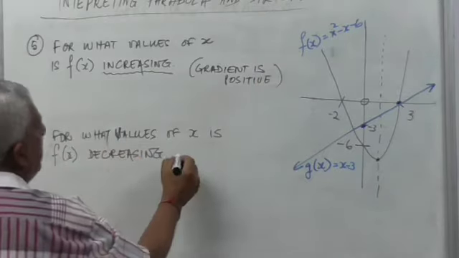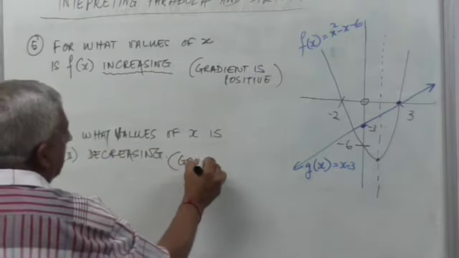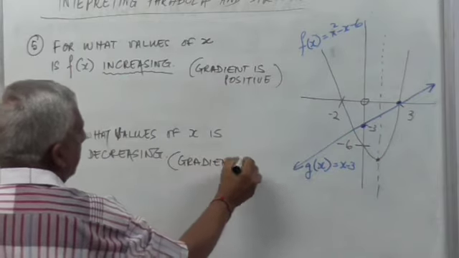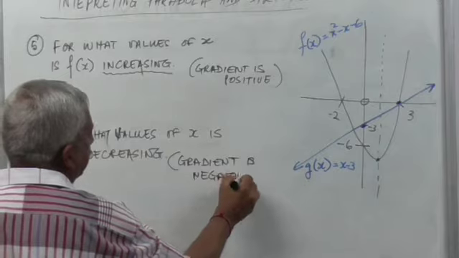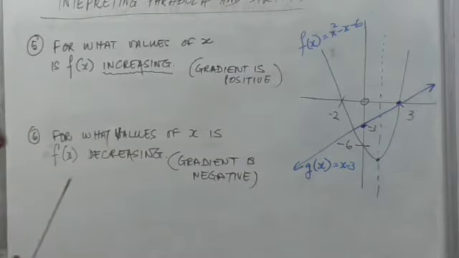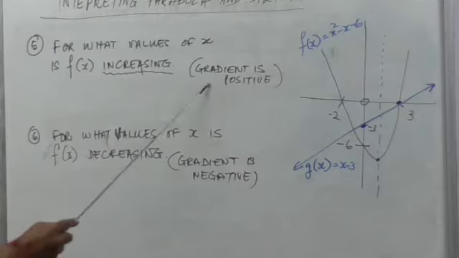Similarly, decreasing will mean the gradient is negative. Now, this is the parabola. Increasing means gradient positive, decreasing means gradient negative.